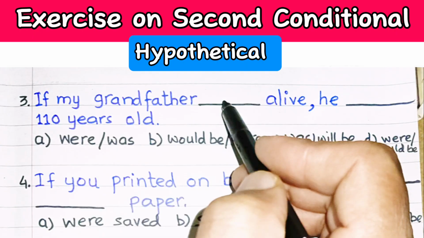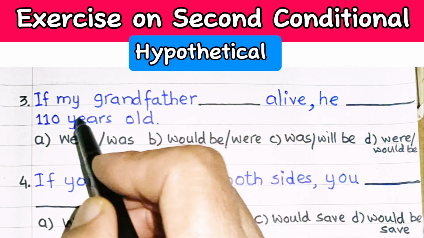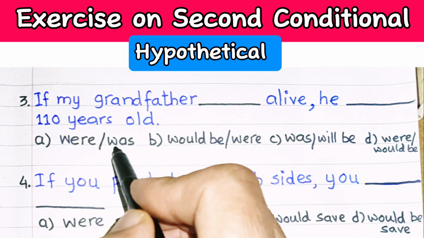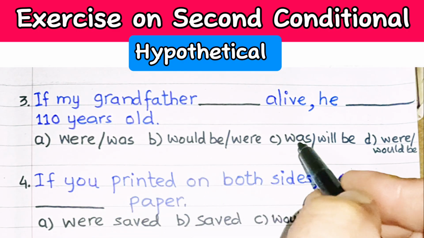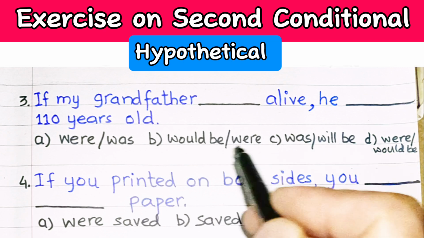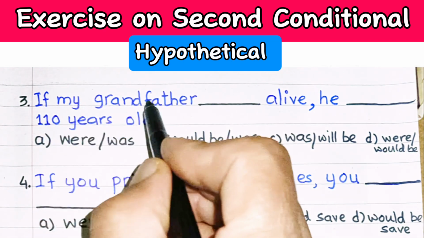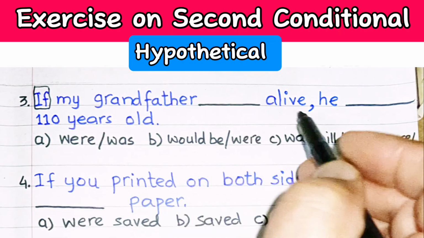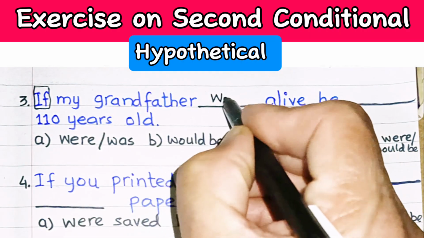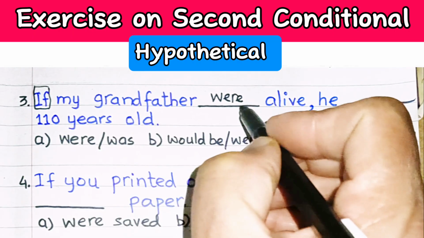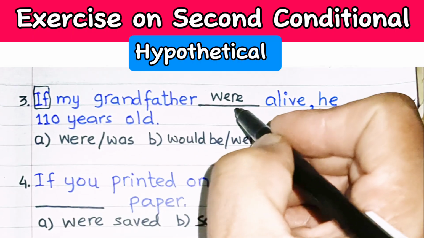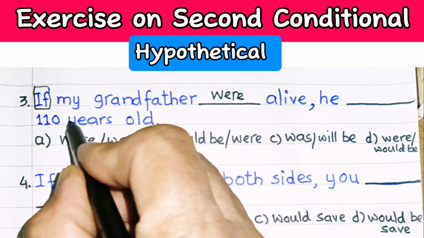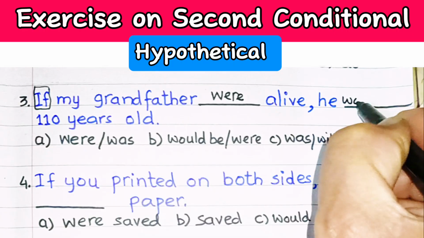If my grandfather dash alive, he dash 110 years old. Over here we have got options: were or was, would be or were, was or will be, were or would be. If I say if my grandfather, in the if clause, if my grandfather dash alive, we will go for were alive. Again it is a hypothetical or supposition sort of situation. If my grandfather were alive, he dash 110 years old, so he would be.